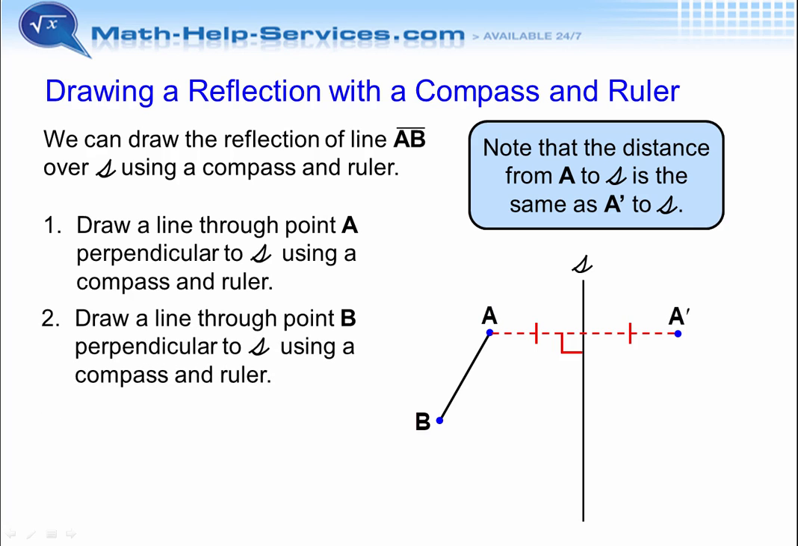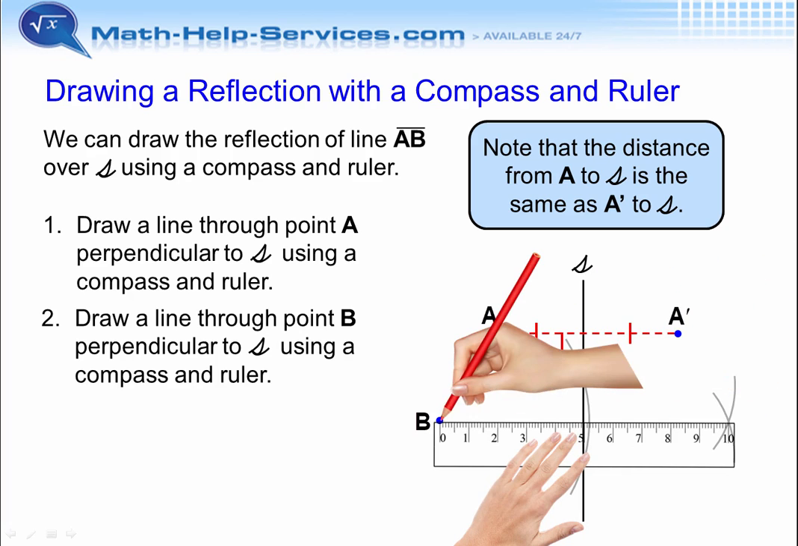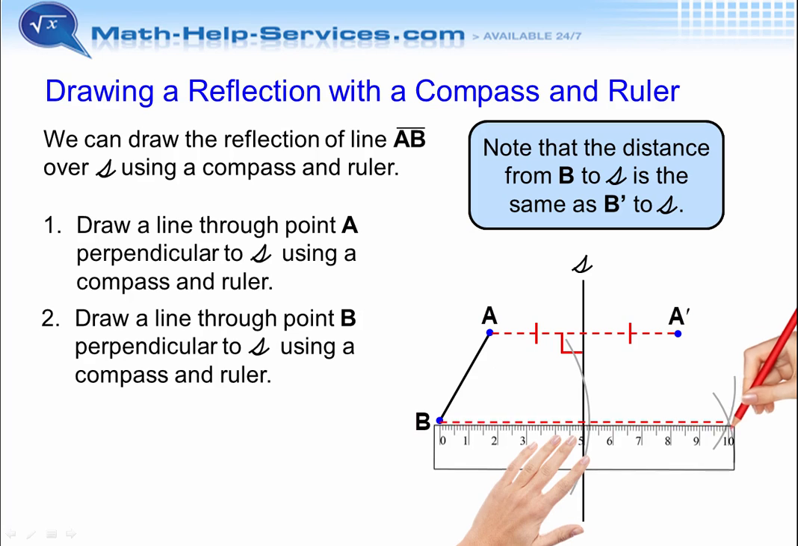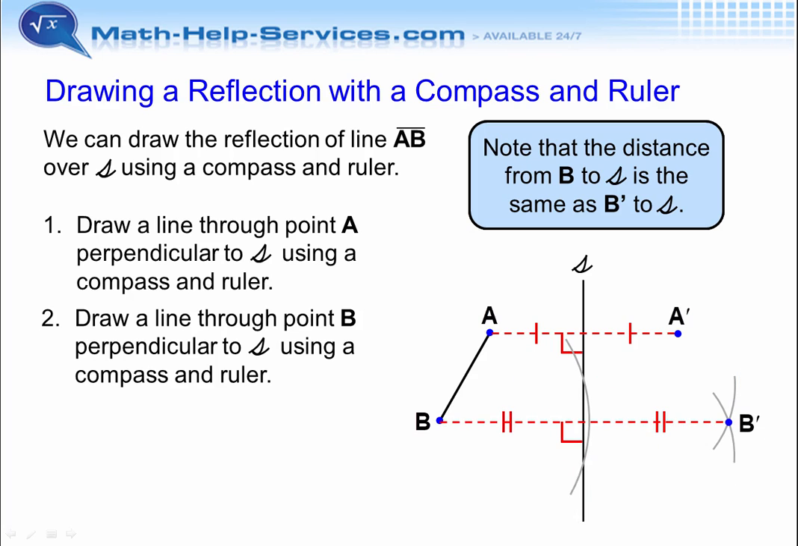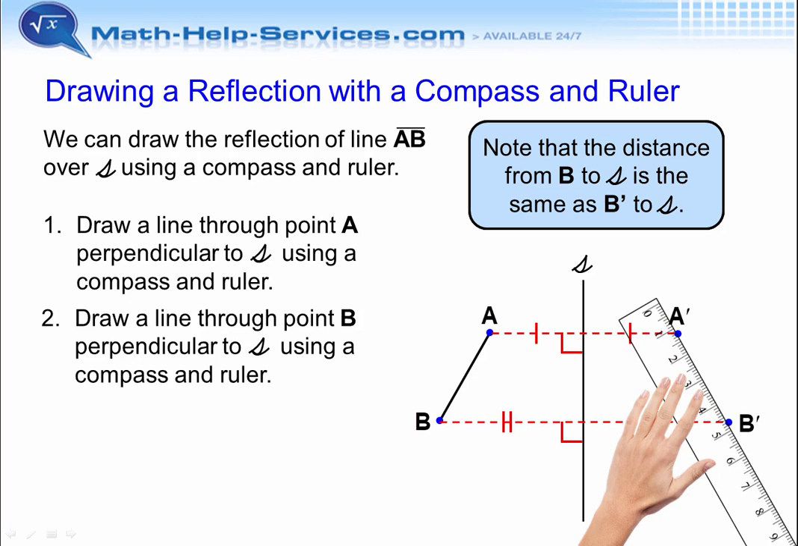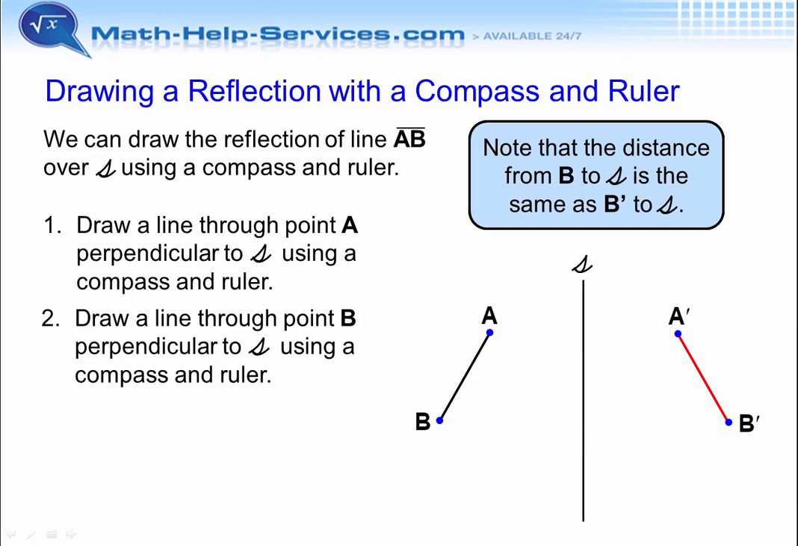Now draw a line through point B perpendicular to S using a compass and ruler. Again, we'll draw an arc from B that intersects S in 2 places. And from each one of those points, we'll draw an arc. And where those 2 arcs intersect, that's going to be B'. We'll draw a line from B to B'. And note that the distance from B to S is the same as B' to S. Now we draw a line from A' to B'. Now we can erase the markings, and here we have the reflection of AB over line S.